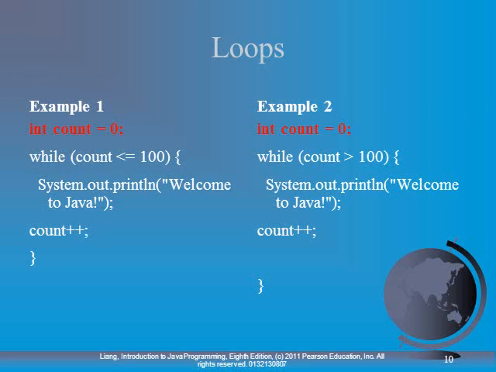All right, what about example 2 here? Is there anything wrong? Well, the Boolean expression is simply wrong. The loop will not execute because count is 0, and we're saying to only execute the loop while count is greater than 100.